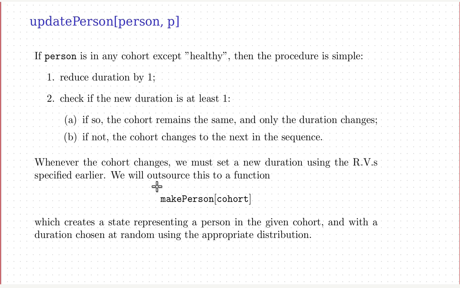Once again, I'm going to outsource this. What I'll do is I'll define a separate function, makePerson, that takes one input, cohort. So this will just produce a new person, right, with those two attributes, the cohort and the duration, starting in the given cohort, right? We'll input the cohort that the person is supposed to start in, and then the makePerson function will assign the person to that cohort and also assign a random duration based on that cohort. Okay, so that'll actually be pretty simple to do.